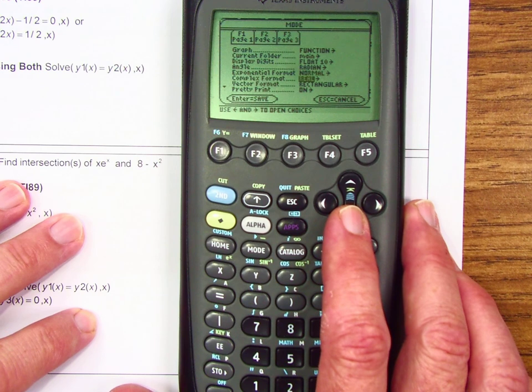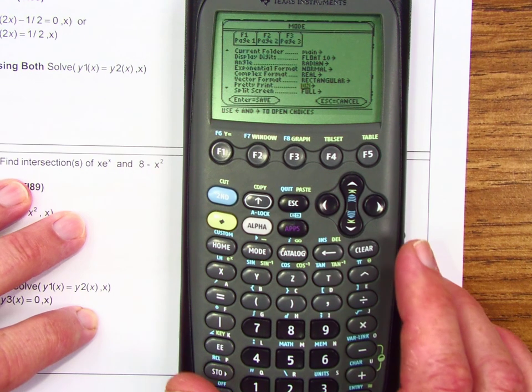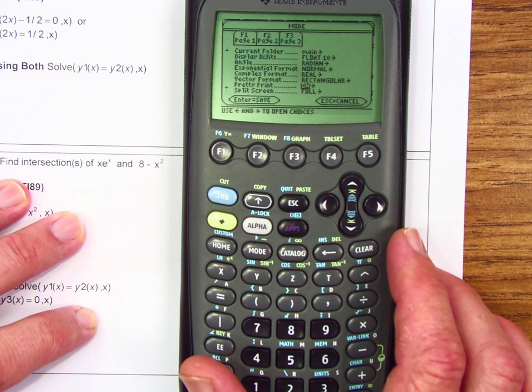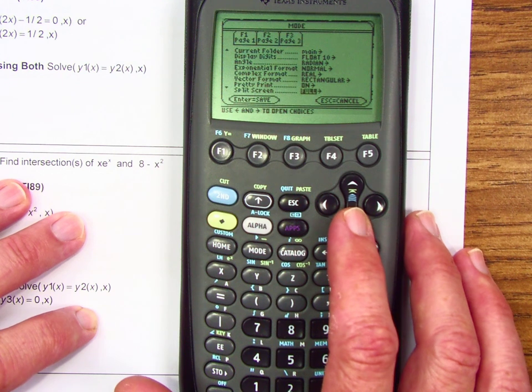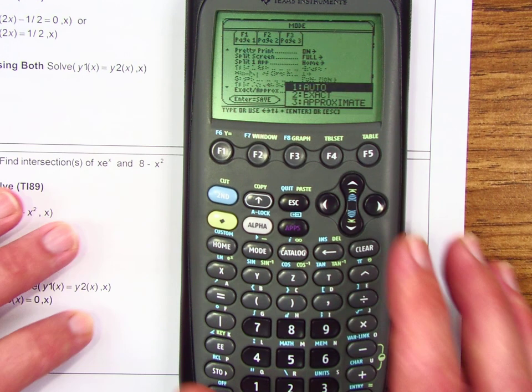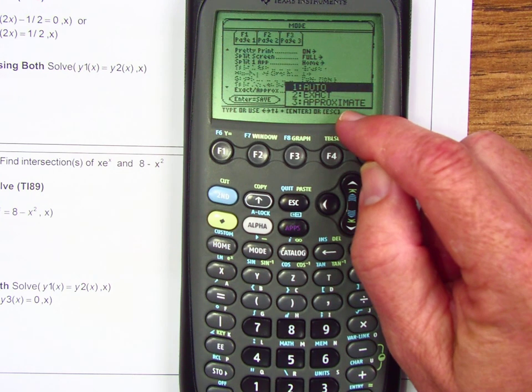Some of the other things you want to make sure of is that pretty print is on. I think that's the default. It puts the scripting into exactly what you want it to look like. I leave the split screen at full, and exact and approximate on auto. Auto means it will put it in the best form. If it can put it into a fraction, it will, because it will leave square roots in there. If not, it'll automatically put it into a decimal.